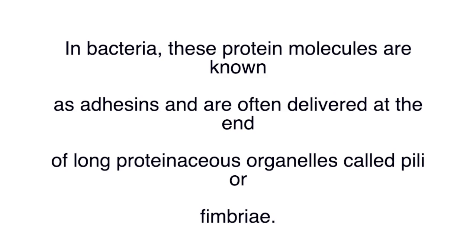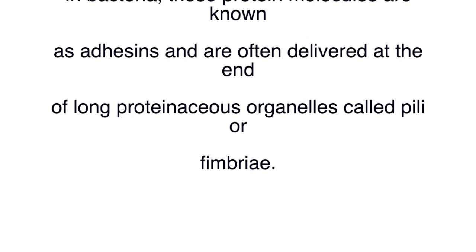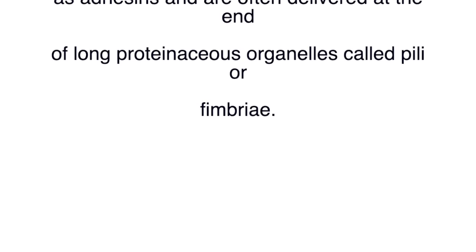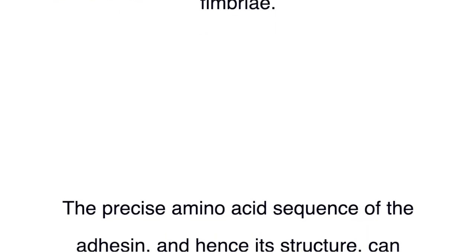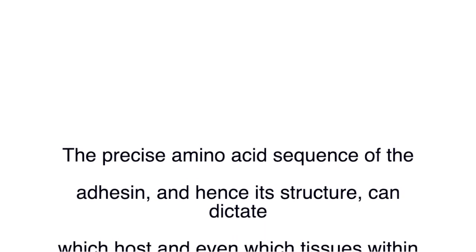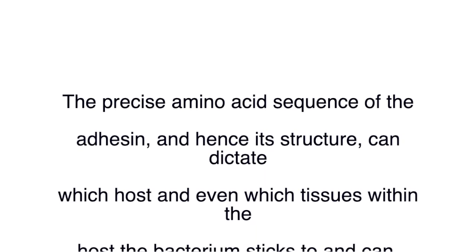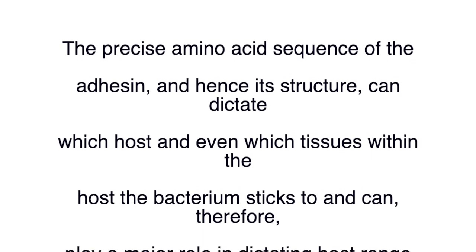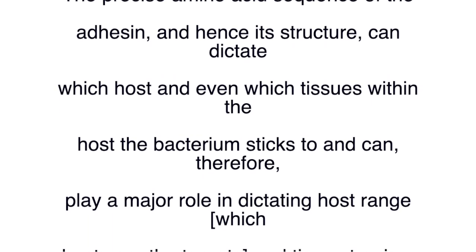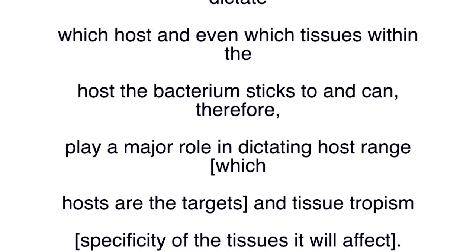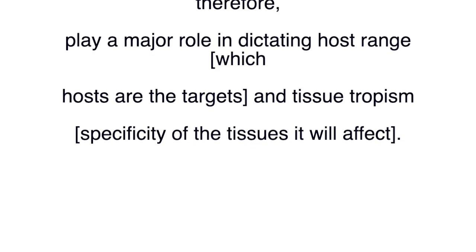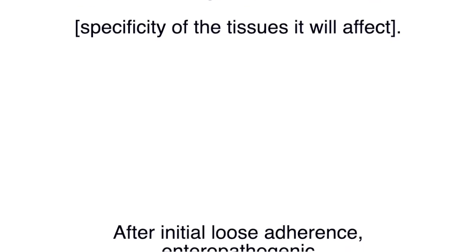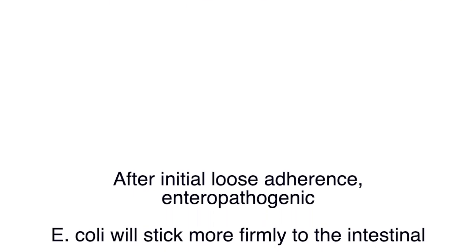In bacteria, these protein molecules are known as adhesins and are often delivered at the end of long proteinaceous organelles called pili or fimbriae. The precise amino acid sequence of the adhesin, and hence its structure, can dictate which host and even which tissues within the host the bacterium sticks to, and can therefore play a major role in dictating host range, which hosts are the targets, and tissue tropism, specificity of the tissues it will affect.